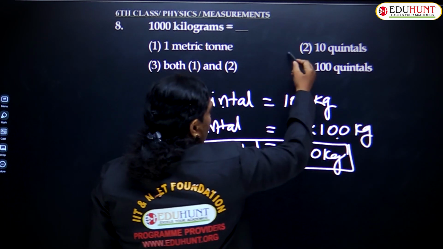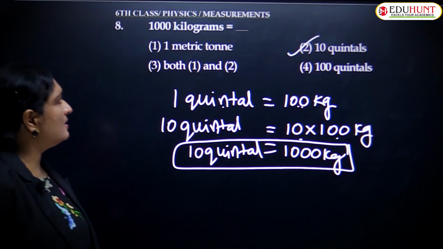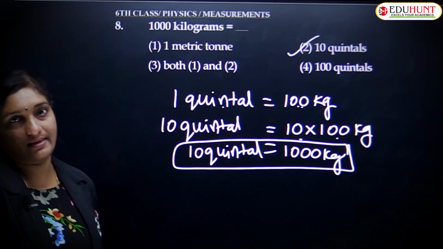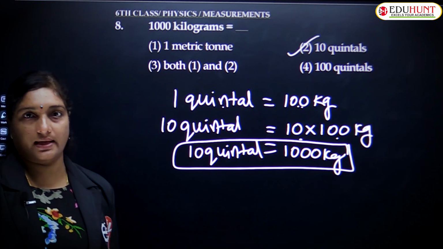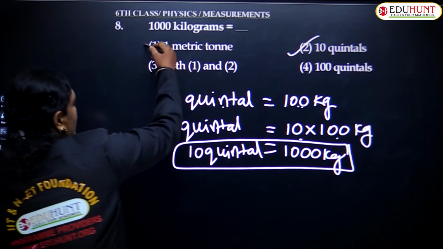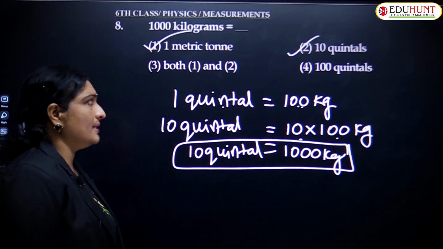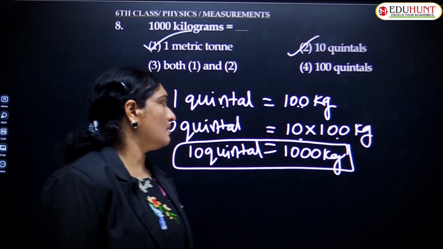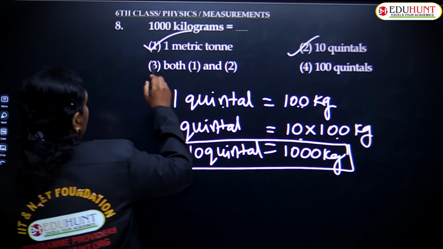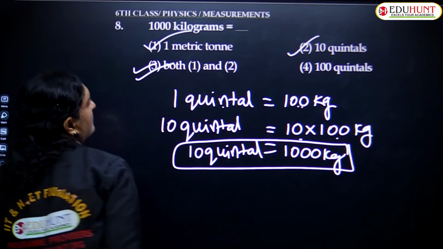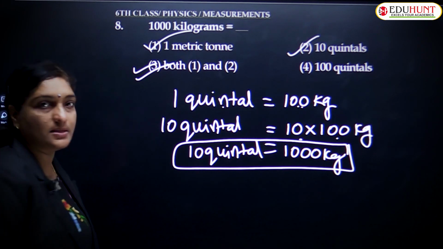Where is the answer? Here. Is that the only answer? Because here they have given metric ton. I already told you that 1 metric ton is equal to 1000 kgs. So 1 metric ton is equal to 1000 kgs and 10 quintals is equal to 1000 kgs. So both 1 and 2 are true. So which one must be your correct answer? Third option. Both 1 and 2 are true.